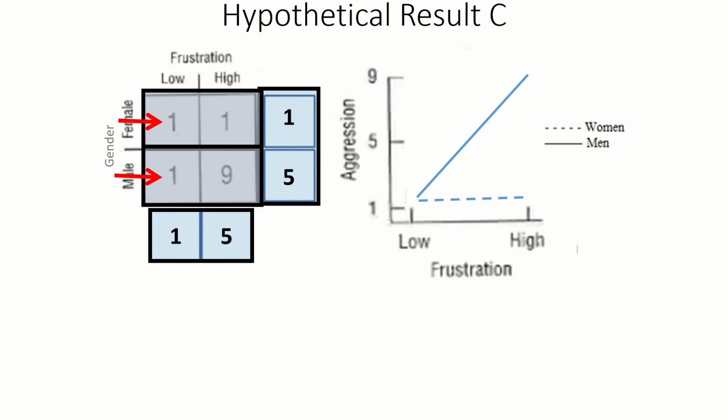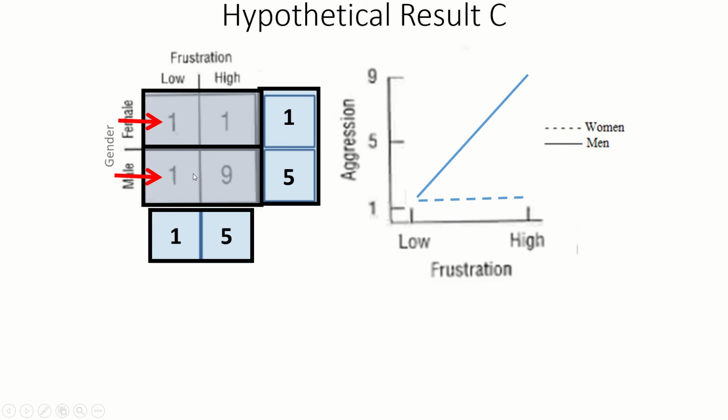So now let's look at the simple effect of frustration for women versus men. So is there a difference between high and low frustration for women versus men? And so if we look at women here, right, they have a mean score of 1 for both low and high frustration. So frustration did not affect women's aggression at all here, right? So the simple effect of frustration is non-significant for women.